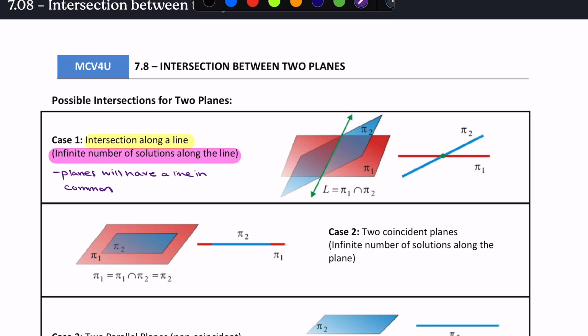The second possibility here is that there's two coincident planes. Two coincident planes. And what that means is, again, there's an infinite number of solutions along the plane. And so here that means that the planes will have collinear normals. So planes will have collinear normals and proportional d-values.